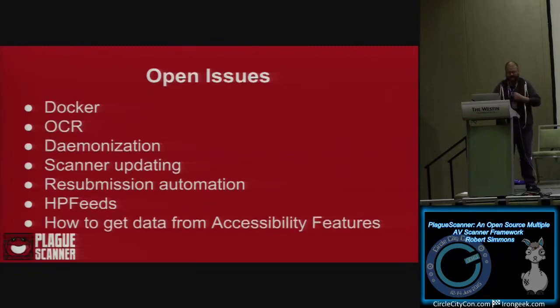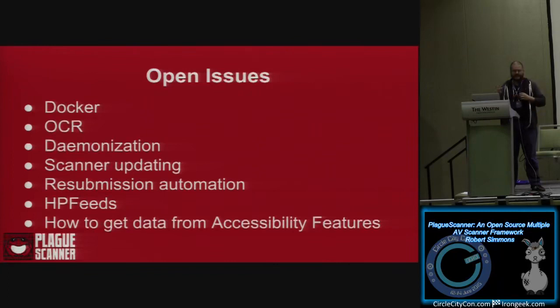I still need to get OCR working. And then also the PlagueScanner core is just a script. So it runs, sends out the messages, sends out the malware, waits for a response, creates the JSON document, and then dumps it for you. I want to create a daemon, in a similar way to Cuckoo Sandbox, where you can submit jobs to it, and you wait, and you could submit multiple jobs to it.